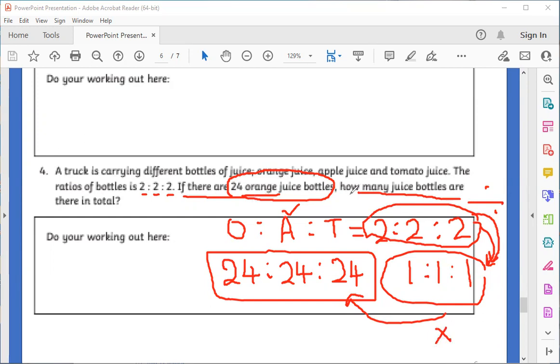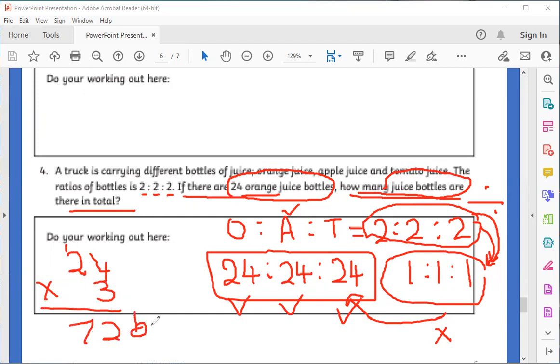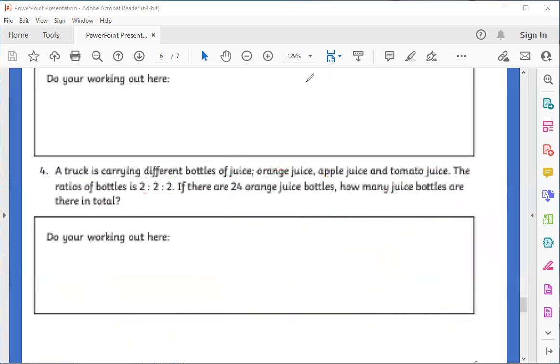Now, calculation. The question is asking us how many juice bottles there are in total. So what is 24 plus 24 plus 24? That's right. So you do your calculation, it will be 24 times 3. And then here you'll have 12, 6, and 7. So you'll have 72 bottles. All right? So remember, a ratio doesn't have to be just between 2 items. It can be more than 2.